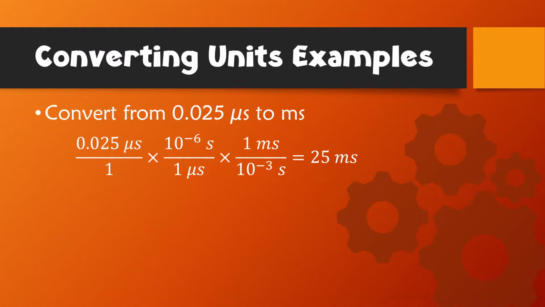Here's another example. We're converting from 0.025 microseconds to milliseconds. When we're doing this conversion, we'll first convert from 0.025 microseconds into seconds. You'll see that on your screen here. We went from 0.025 microseconds over 1 times 10 to the negative 6 seconds divided by 1 microsecond. I put that 10 to the negative 6 there because micro stands for 10 to the negative 6, next to seconds, and a 1 next to microseconds.